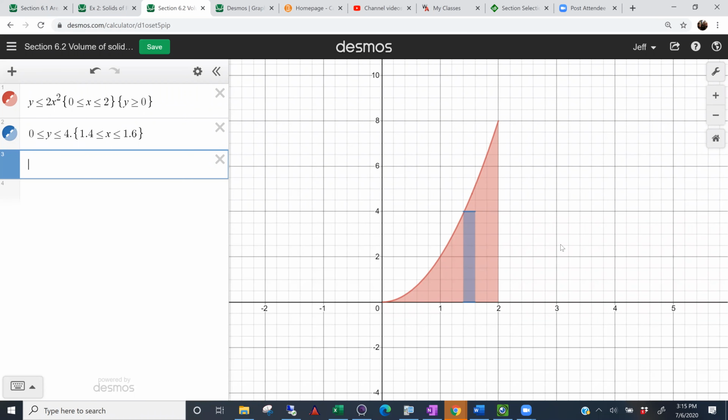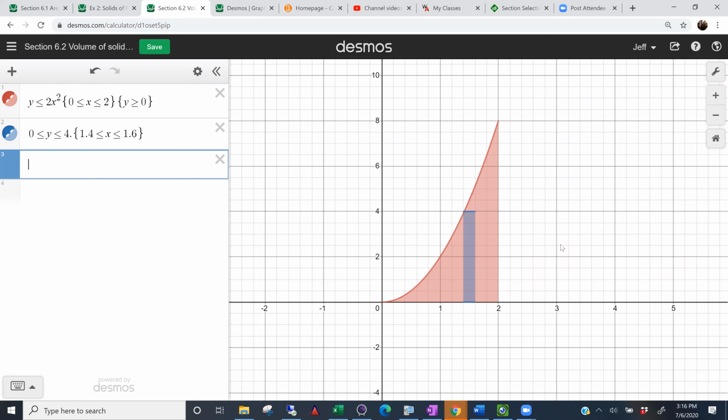So we're going to move into section 6.3, which is going to talk about volumes by shells. This is a different way to calculate the volume of a solid of revolution. It's got its advantages. It's good in certain circumstances and not so good in other ones. So let's first understand how you calculate a volume by shells.